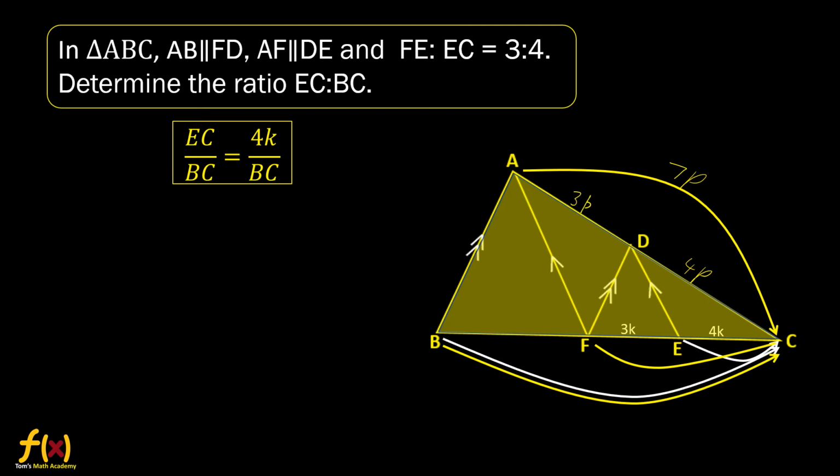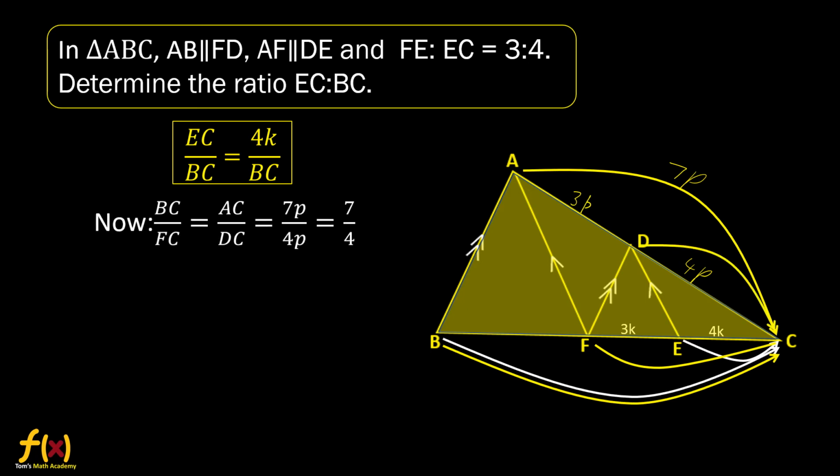Now we calculate BC. How do we start? We write BC over FC. Look at this. BC over FC. Go to the other side. In the place of BC, we have 7P. We write 7P. And in the place of FC, we have 4P. Simplifying to 7 over 4.